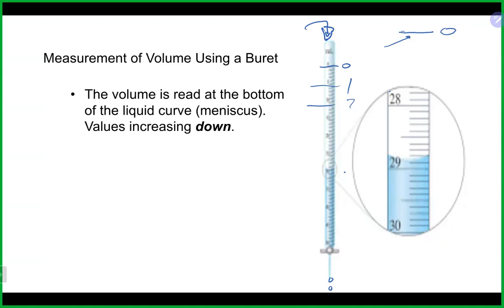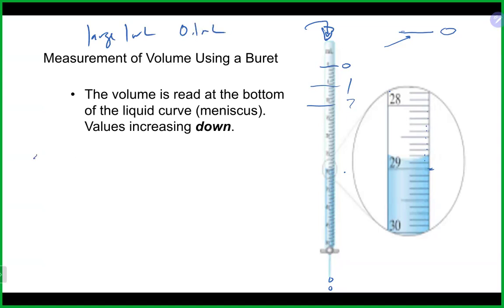So that's a very common mistake when people use a burette. We'd still want to look at the dashes in between. The large marking is 1 milliliter. We do have 10 markings here: 1, 2, 3, 4, 5, 6, 7, 8, 9, and 10 to here. Between them, each of the smaller markings is 0.1 milliliter.